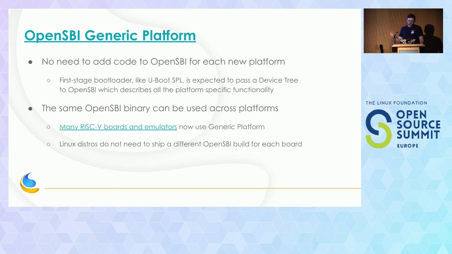So previously with OpenSBI, you would kind of have to add code for every new RISC-V core that was being developed. Like for every new SoC, you would have to add code to OpenSBI. And this was not the best approach. So we now have something called OpenSBI generic platform. So if you have a new RISC-V chip, you don't need to add code to OpenSBI. You can just describe the system in a device tree, and that will be passed on to U-Boot. So we don't need to go and add C code for each new platform, which is quite nice. It also gives us the possibility to have one OpenSBI binary that could be included on a RISC-V distro, and we wouldn't have to have separate binaries for every different system.